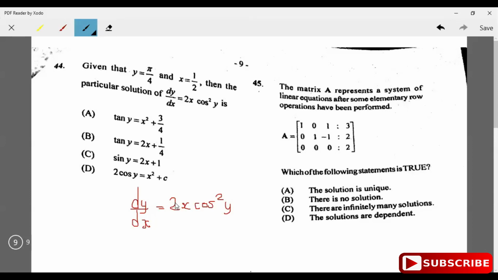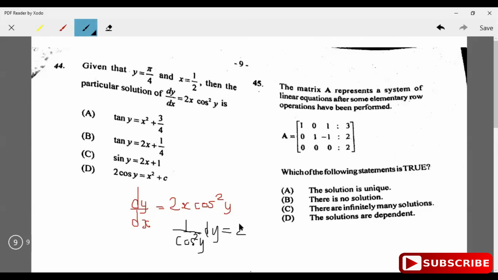Yes, sir. So right here we just group x together, and we do the separation of variables. It's 1 over cosine square y dy equals 2x dx.